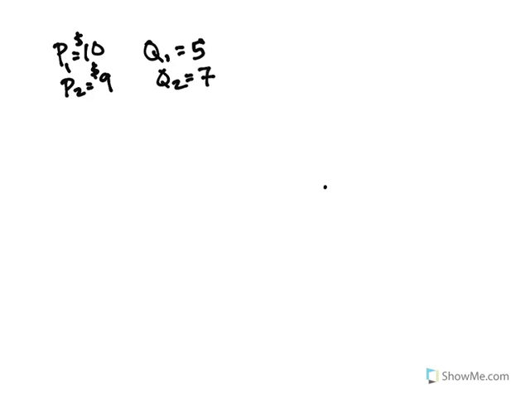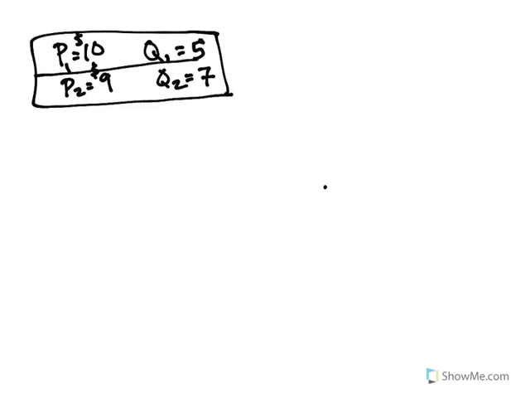Let's start by keeping track of our price quantity pairs. So when the price was $10, the quantity demanded was 5 units. And when the price was $9, the quantity demanded was 7 units. So let's keep track of those prices and quantities up here. And let's introduce this midpoint formula.